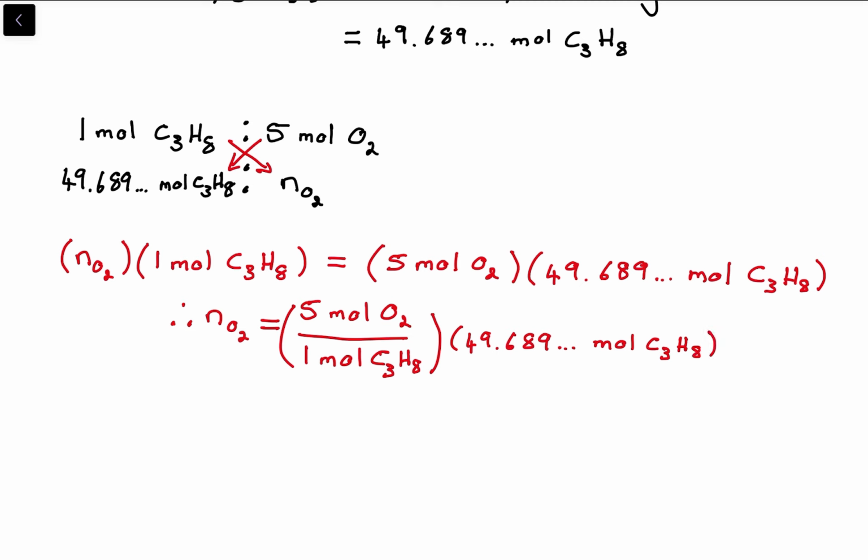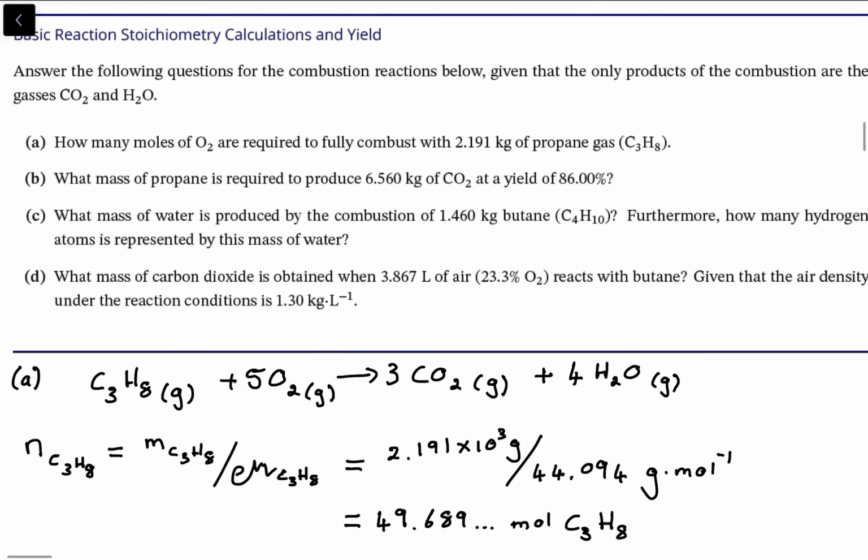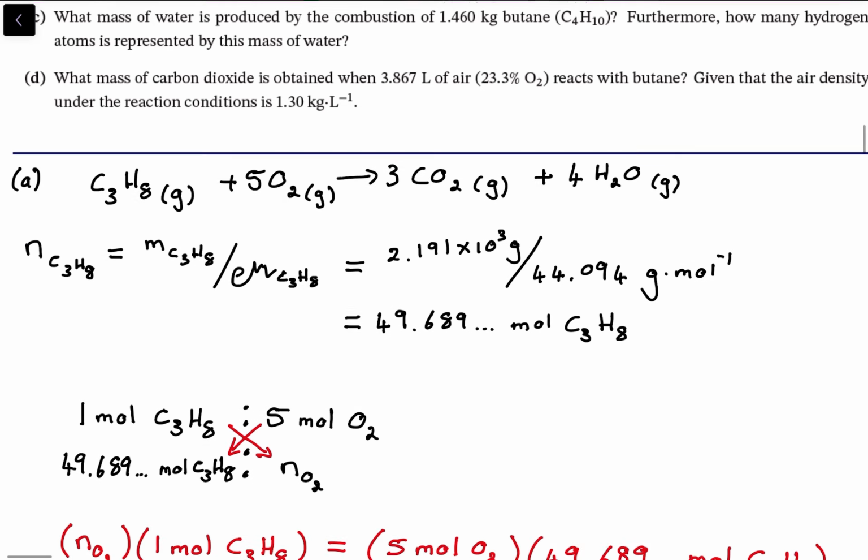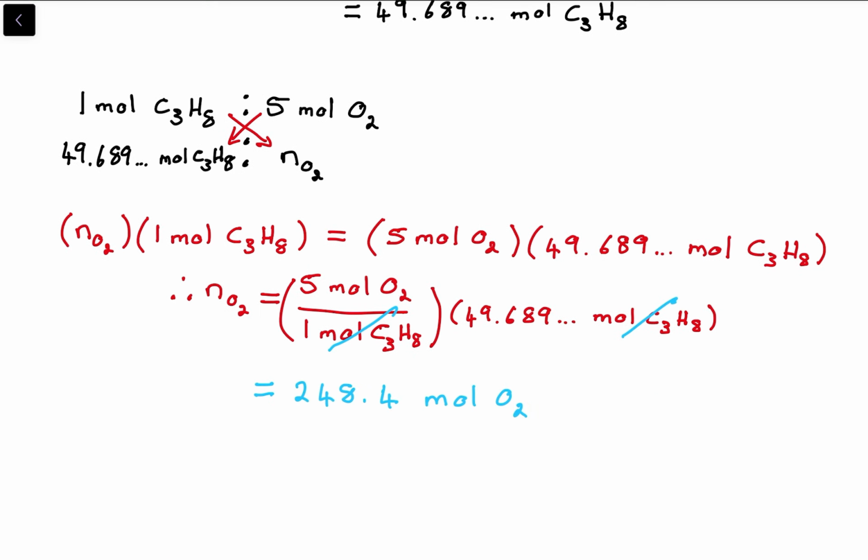Right, so I want to stop here for a moment. You can go and calculate that. You'll see the answer here. Just notice that the units here cancel, mole propane, and you'll be left with units of mole oxygen. So 248.4 mole O2. 4 significant figures, and so many were given in the question. So that's what we have.